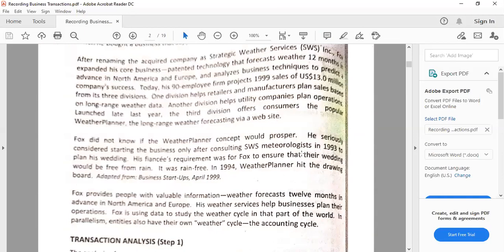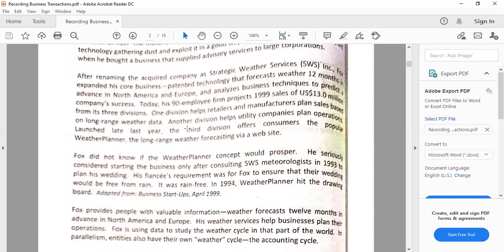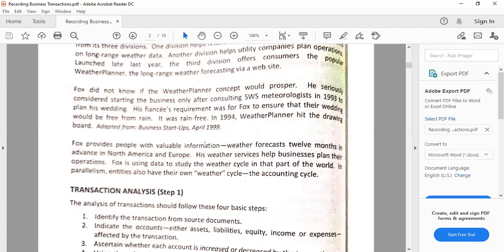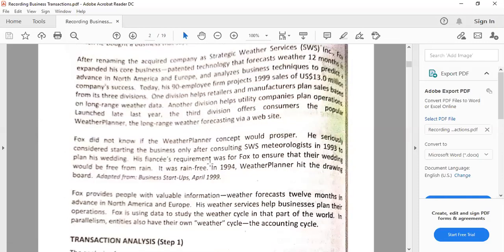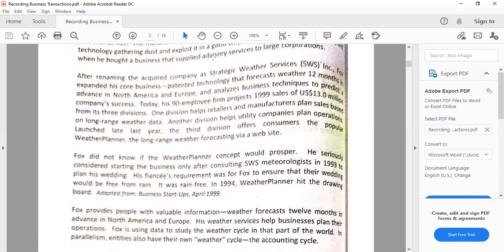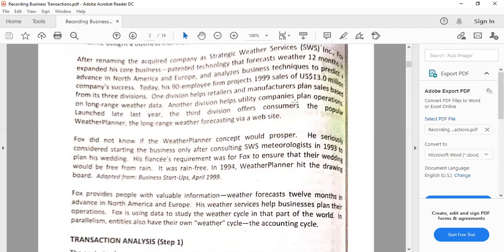Let's begin. Here is a case that discusses a certain business that became profitable and successful just because of predicting what's going to happen. This is forecasting of what's going to happen in the future in terms of the weather, most especially for seasonal businesses wherein they would sell their products more depending on the weather forecast. So a certain business, which is SWS, got successful.